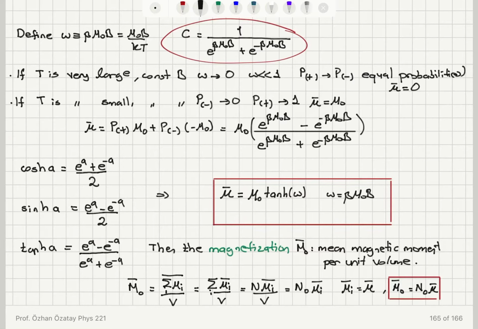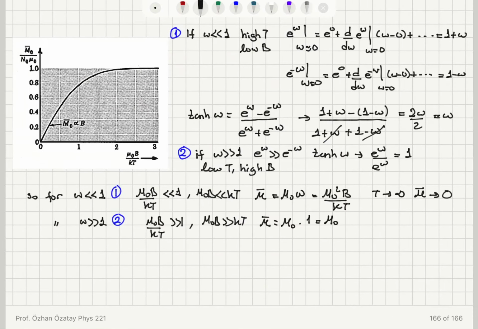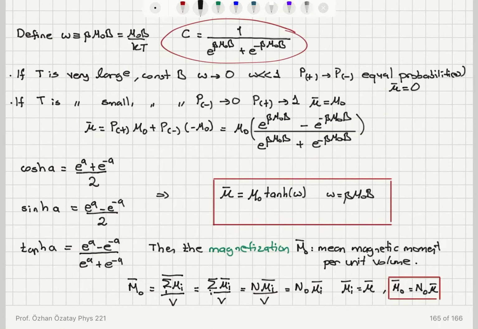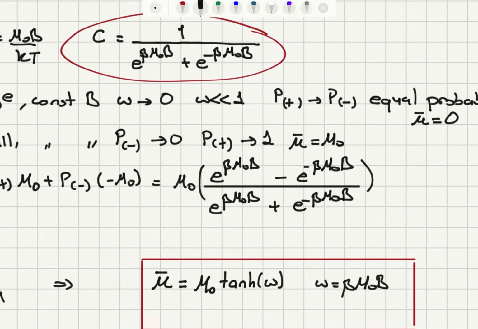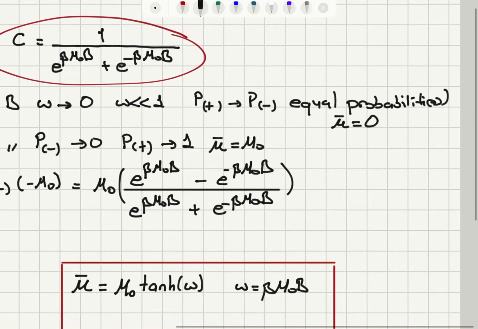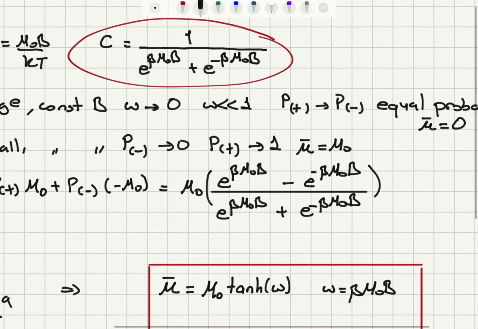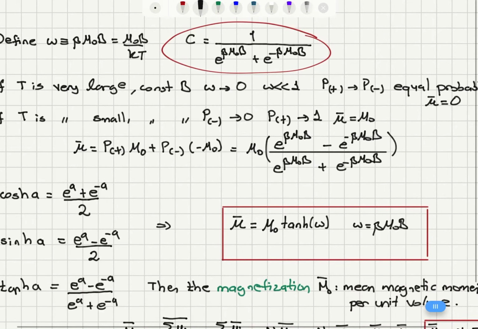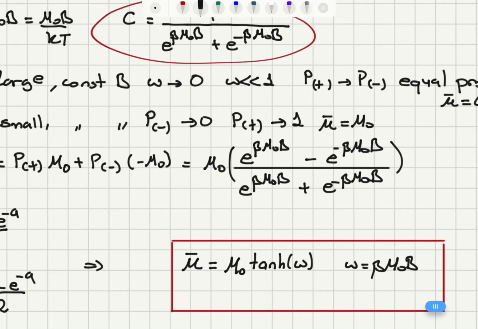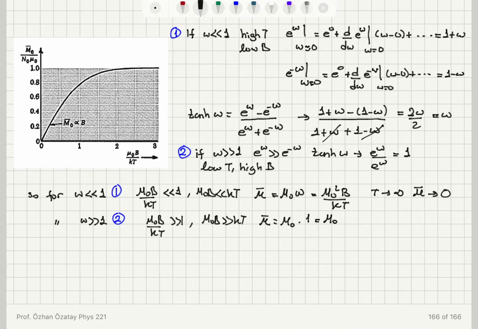So in the previous discussion, we have found that the probabilities suggest if the temperature is very large, the probability of plus and minus states should be equal. Mu bar should go to 0. If the temperature is very small, we have the probabilities approaching each other. Mu bar should be mu 0. So that's basically recovered in this mathematical treatment.